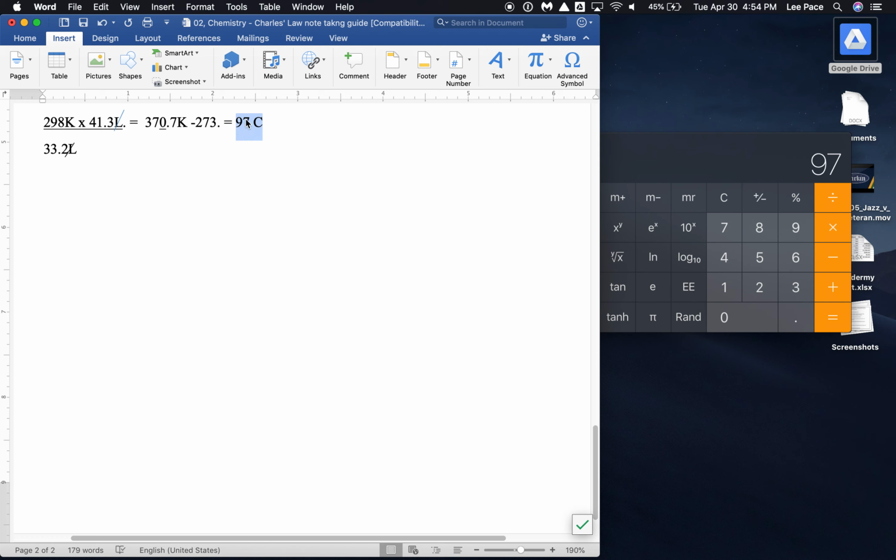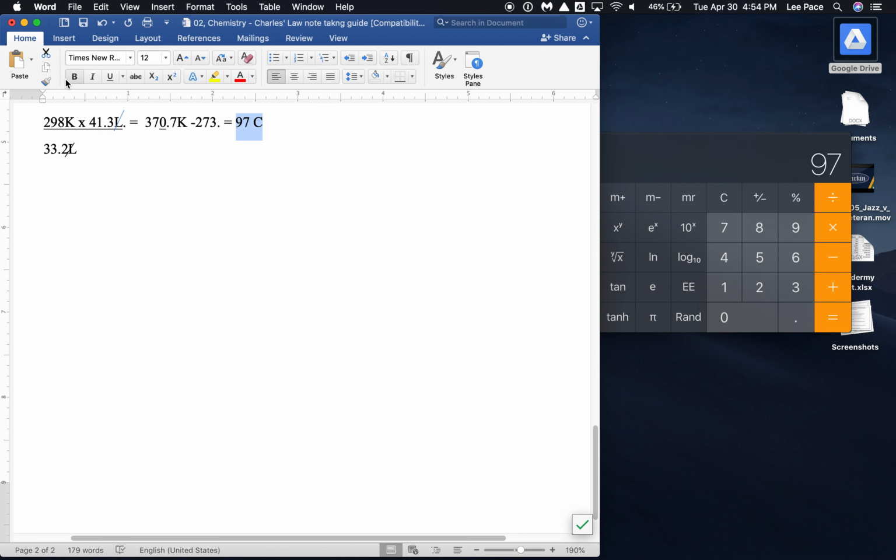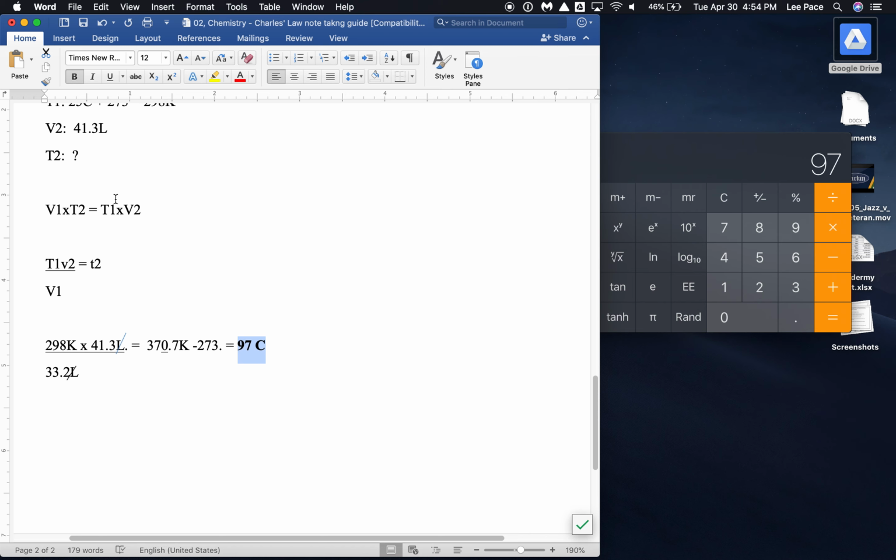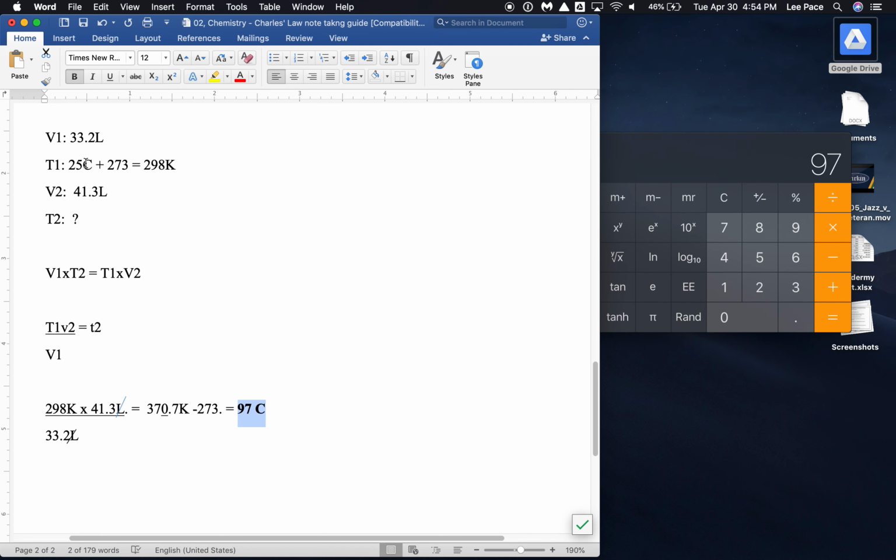I'm going to bold that out. When you increase the temperature from 25 degrees C to 97 degrees C, the volume increases from 33.2 liters to 41.3 liters. So I'm going to put equals T2. Ta-da, we're done.